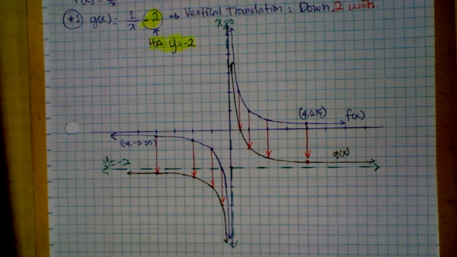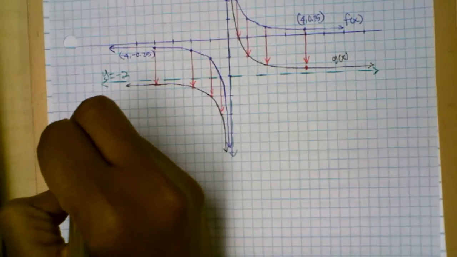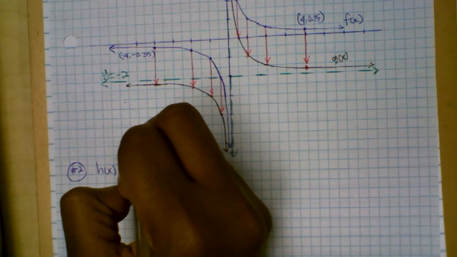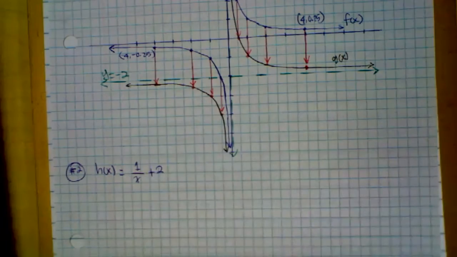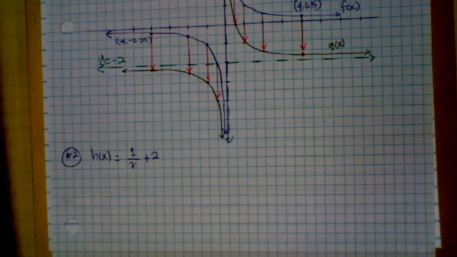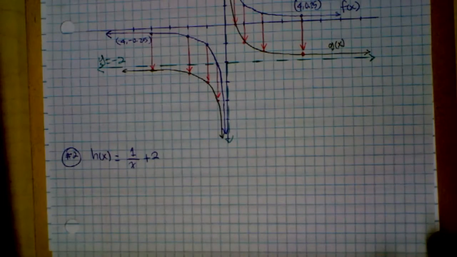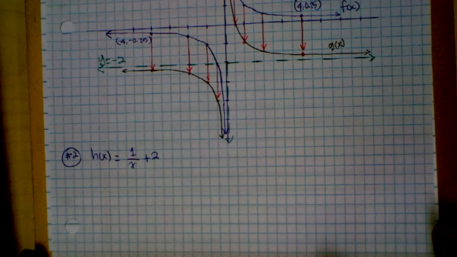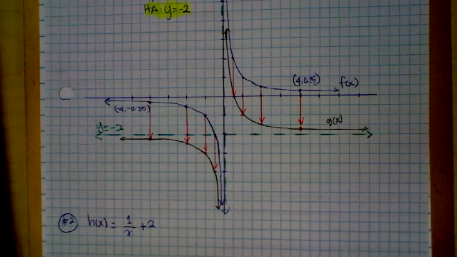Okay, so now for you to check your understanding and to practice, I would like you to do number 2. I'm going to call that h of x equals 1 over x plus 2. Describe the transformation and graph h of x using the parent function f of x equals 1 over x. So please pause the video and do that on your own.